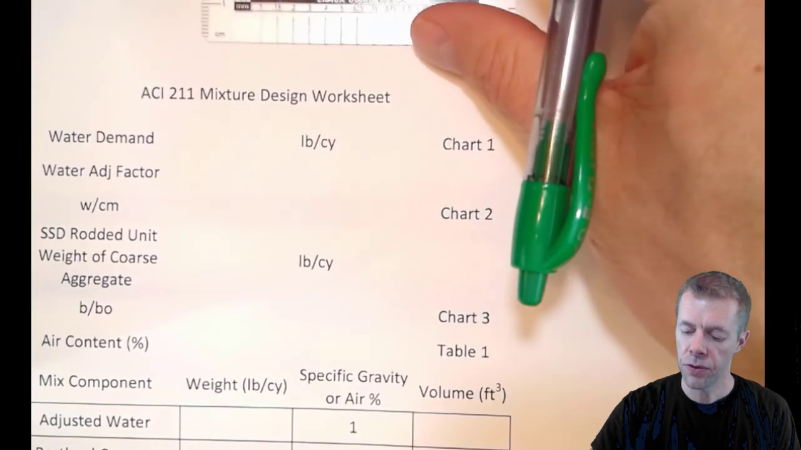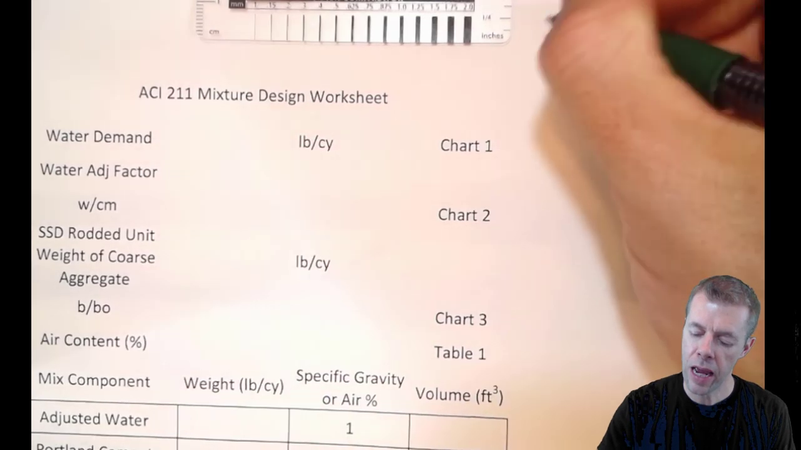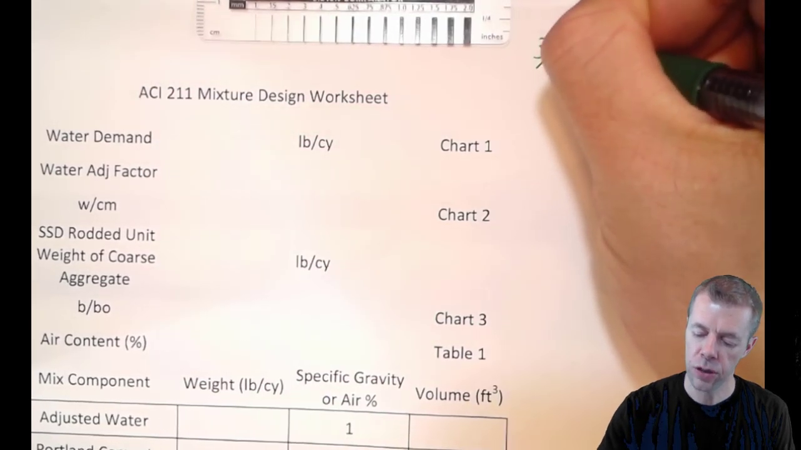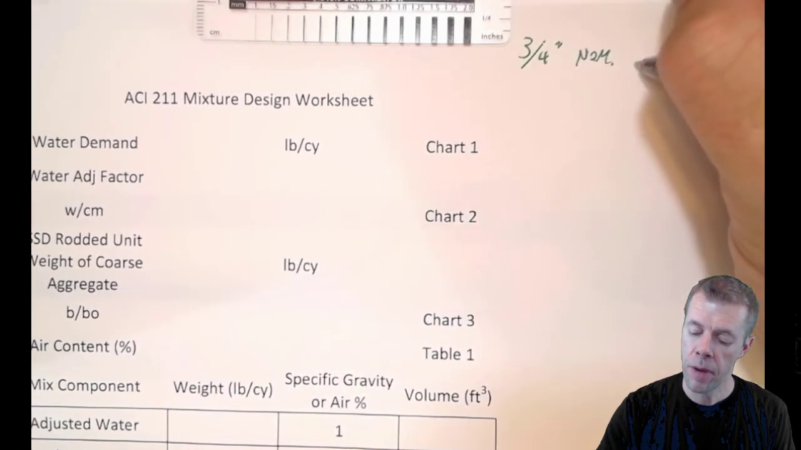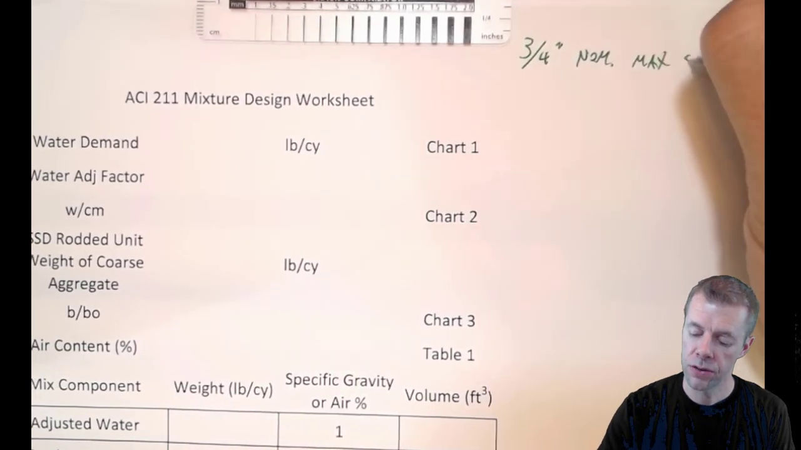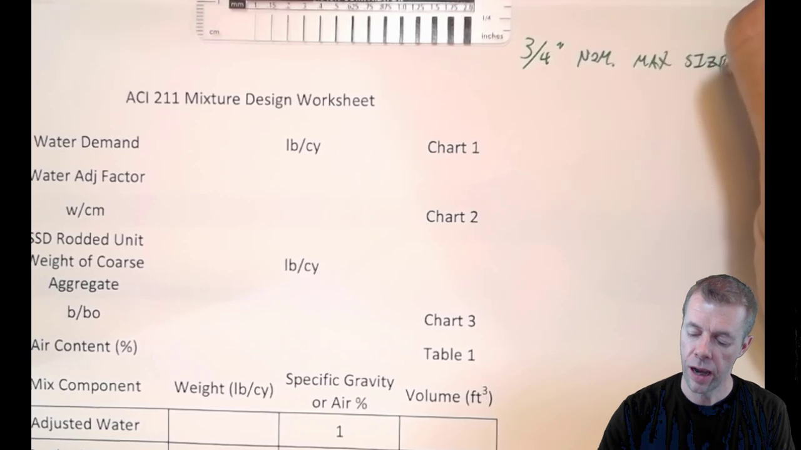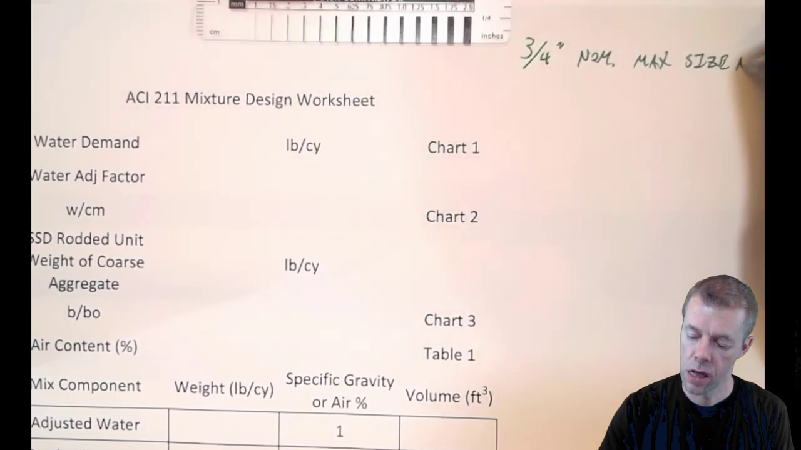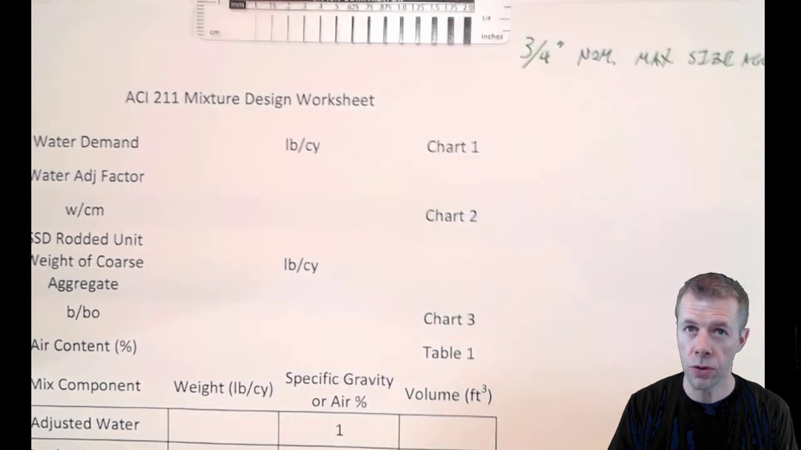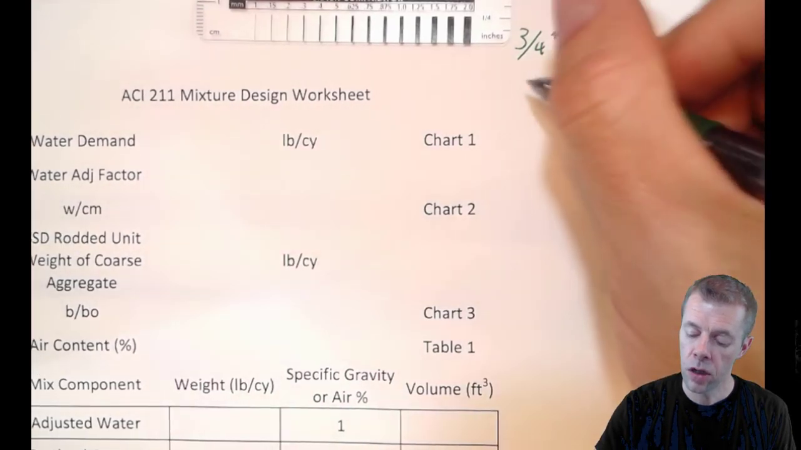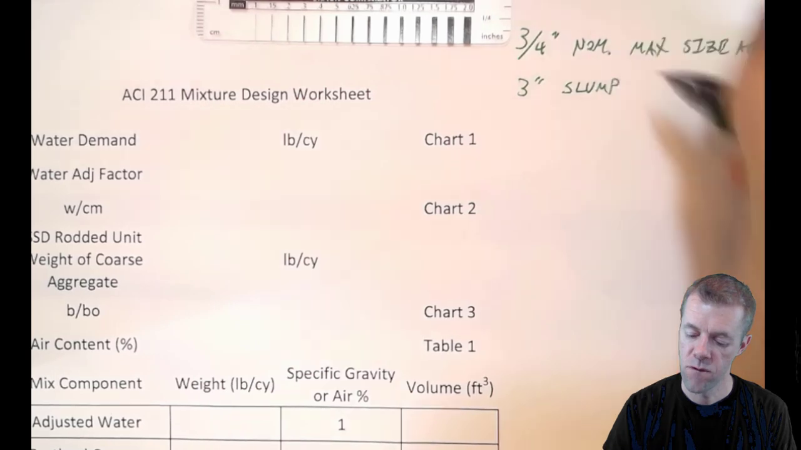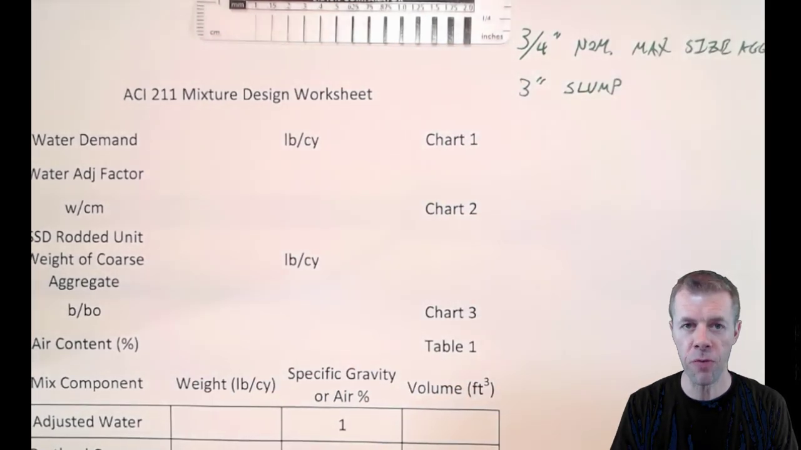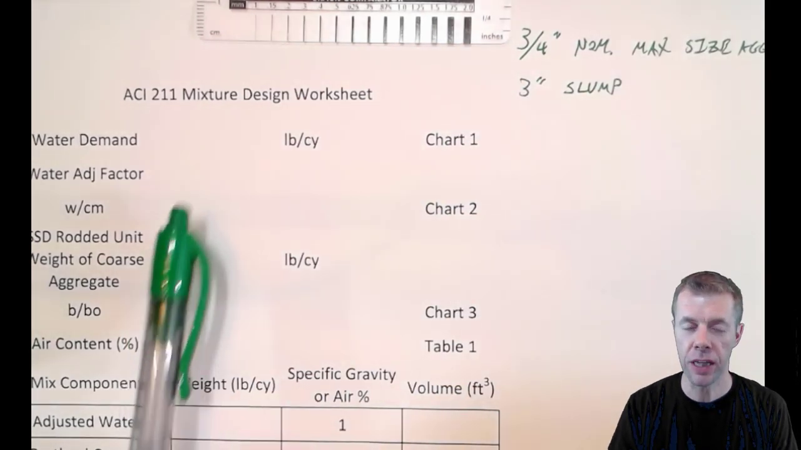In the givens, it was said that we had a 3/4-inch nominal max size aggregate. It was also said that we needed a slump of 3 inches. Okay, that's the information we need at first to get the water demand.